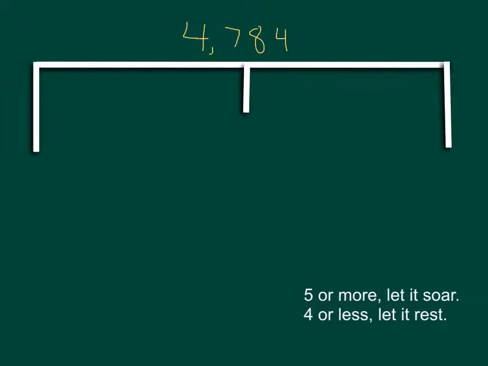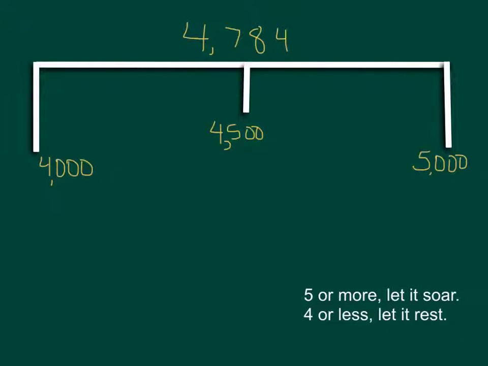Alright. Let's try 4,784. So ask yourself, what two multiples of 1,000 is this number 4,784 going to fall between? If you said 4,000 and 5,000, you were right. Do you remember what's right smack in the middle of 4,000 and 5,000? If you said 4,500, you would be correct. So now you ask yourself, where does this number 4,784 fall between? Somewhere between 4,000 and 4,500 or 4,500 and 5,000. If you said between 4,500 and 5,000, you'd be correct.